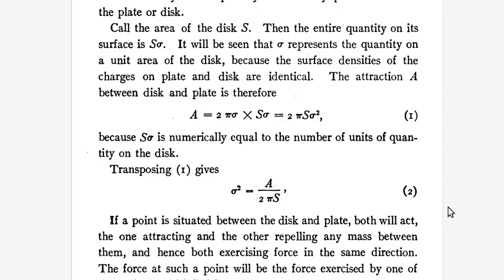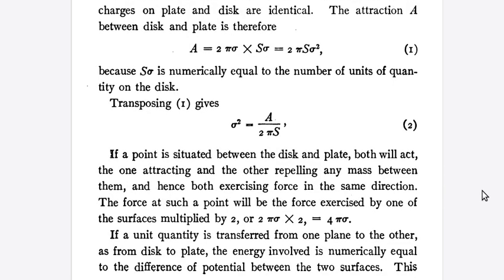Because σS is numerically equal to the number of units of quantity on the disk, transposing equation 1 gives σ² = A/(2πS). This is equation 2. If a point is situated between the disk and plate, both will act, one attracting and the other repelling any mass between them, and hence both exercising force in the same direction. The force at such a point will be the force exercised by one of the surfaces multiplied by 2. So 2πσ times 2 equals 4πσ.